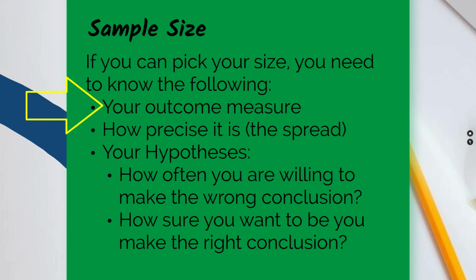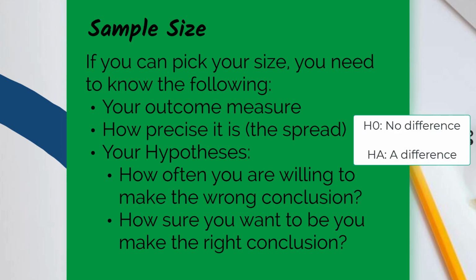your outcome measure. So your question has to be defined, and how are you going to measure or answer that question? You also need to know how precise the outcome measure is. So what is the spread or variability? The more precise, the better. And from there, you need to define your hypotheses. So if you think back to the definition of the null and alternative hypotheses, you need to have an idea of how often you're willing to make the wrong conclusion. So how often are you willing to choose the yes answer when the true answer is really no? And then how sure do you want to be that you're going to make the right conclusion?